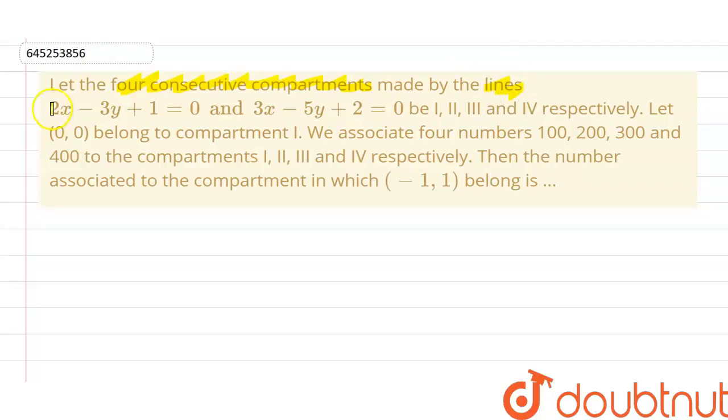Okay, so the given question here we have is: let the four consecutive compartments made by the lines 2x minus 3y plus 1 equals 0 and 3x minus 5y plus 2 equals 0 be 1, 2, 3 and 4 respectively.